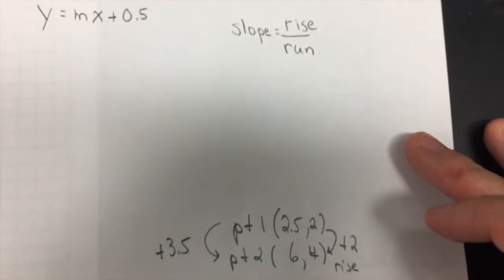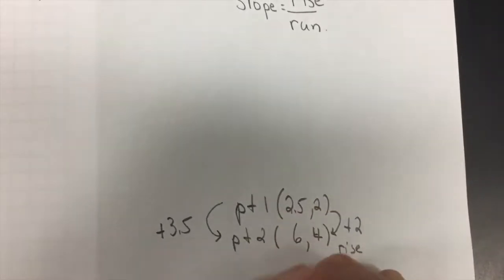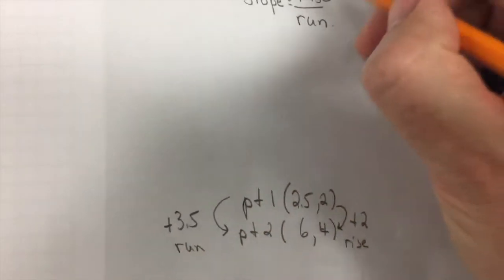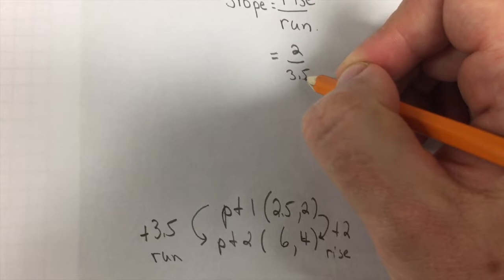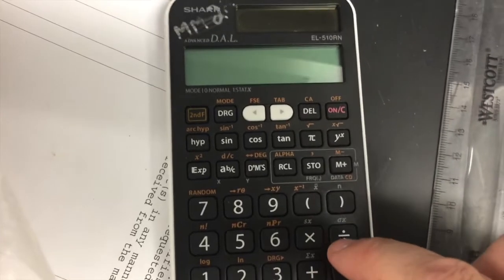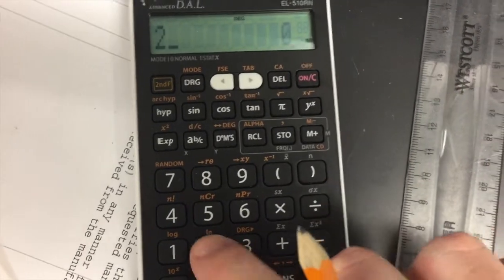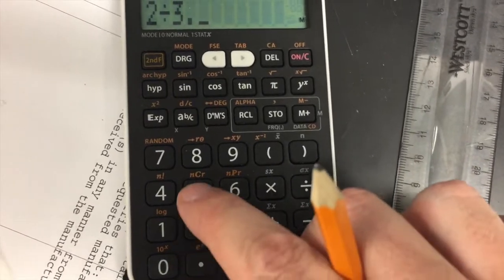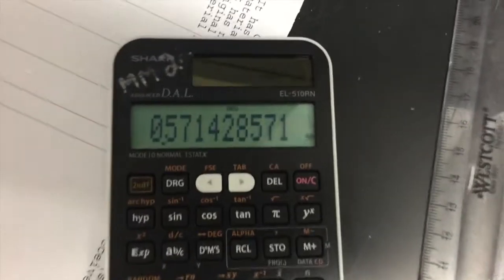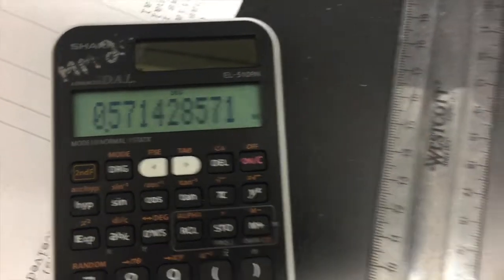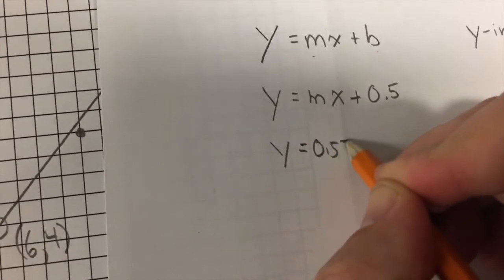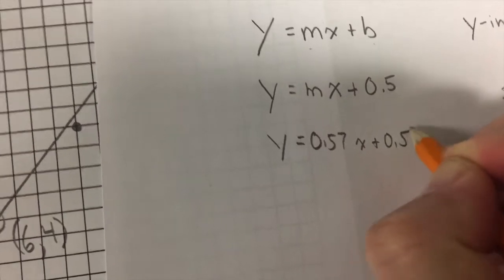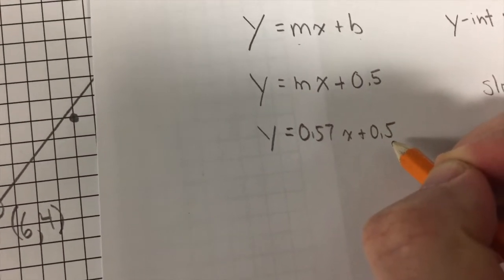So I'm going to pop back up here. I know my rise and my run now, because this is my run over here. And I get a rise over run that is 2 over 3.5. And when I calculate that, 2 divided by 3.5, I get a slope of 0.57. Go back to my equation. And that's the equation of my graph.